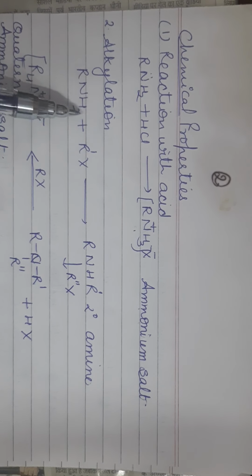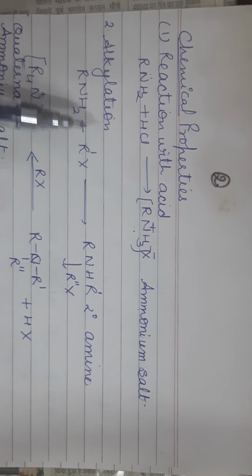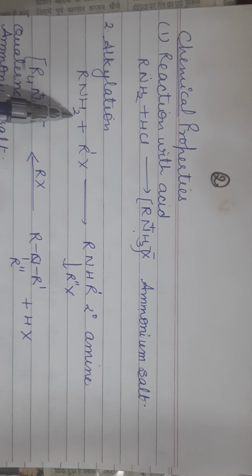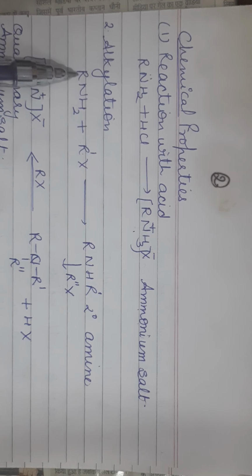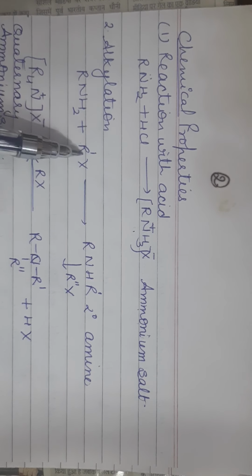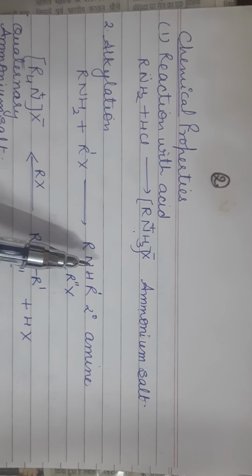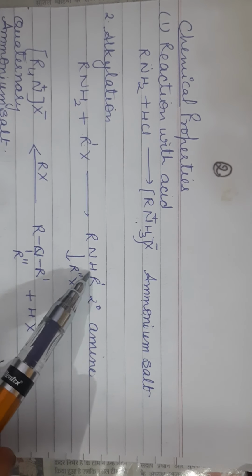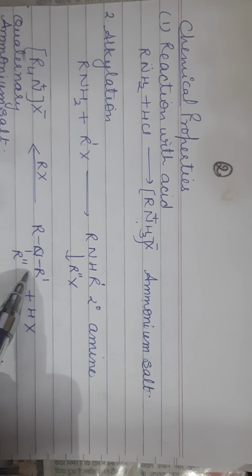Next property is alkylation. Alkylation means replacement of the hydrogen of amines by an alkyl group. When primary amines are treated with alkyl halide, they undergo an alkylation reaction and HX is released, and we get R2NH. One R group comes from the alkyl halide. So from a primary amine we get a secondary amine. It can undergo further alkylation due to the presence of one more H, and we get tertiary amines.